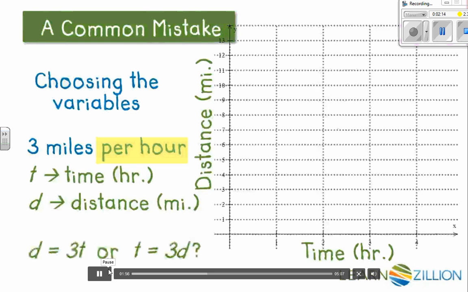One more thing to be on the lookout for. If you're writing the equation, which of these is correct? Be really careful that you multiply the correct quantity by 3. In this case, we want to multiply the number of hours by 3, since it's 3 miles per hour. So this is the correct equation.